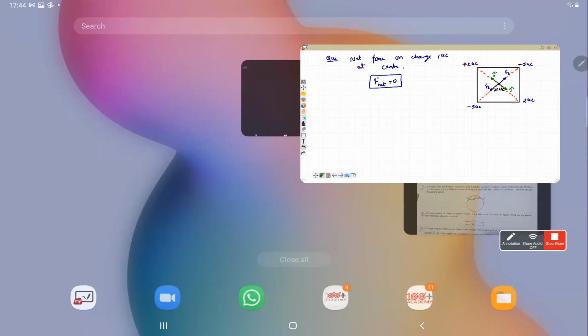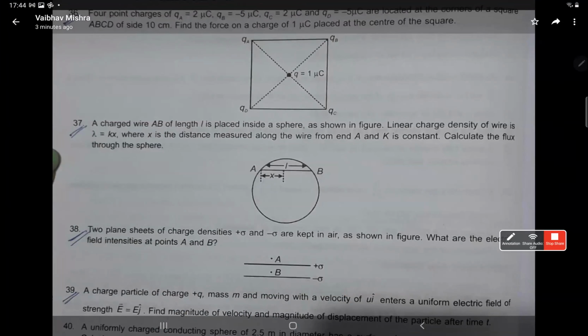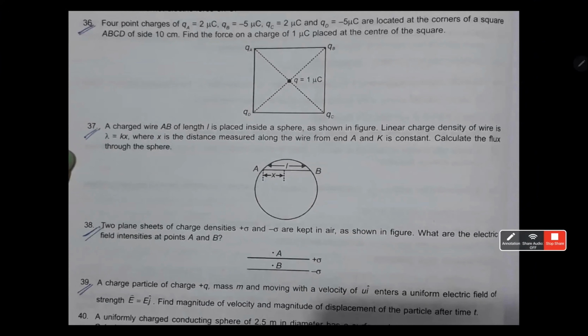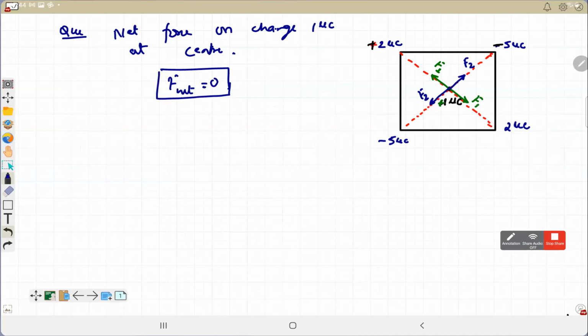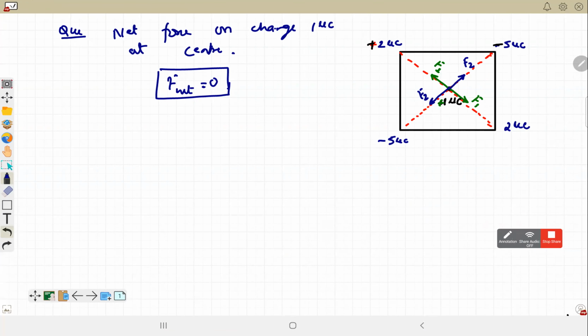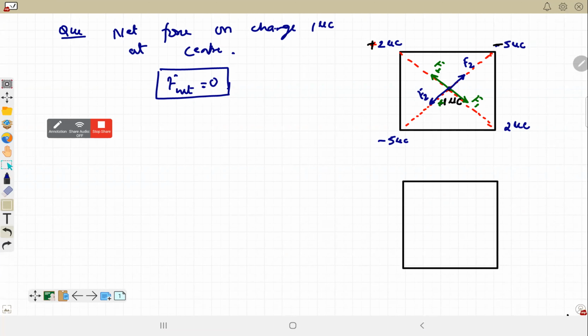Okay. Next question here is, Suzanne, understood this 36 one? Yes, so even I got 0, but in the book the answer was different. So I thought maybe there's some different method or something. No, I think there's a misprint then. Yeah, the option was 1 point something. So I thought, how is it possible? That's why I sent it.